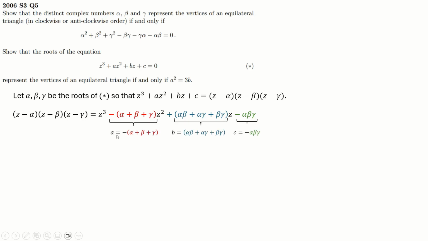At this point, just note that if you square a, you of course get alpha squared plus beta squared plus gamma squared, and then 2 of each cross term, and the minus just cancels with itself when you times it by itself. So just note that as well. And now we can just put this together, right?